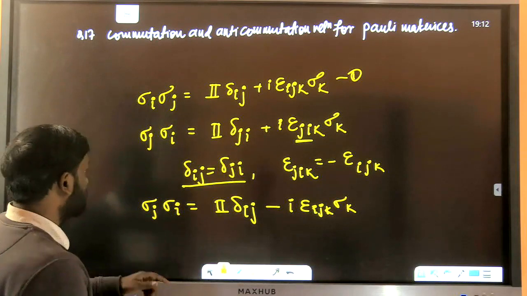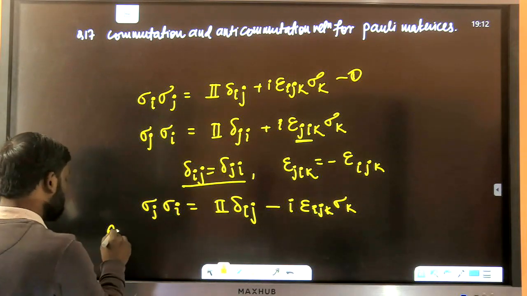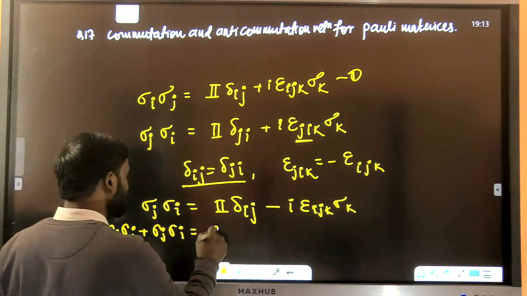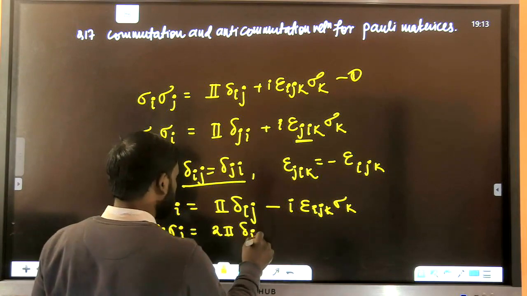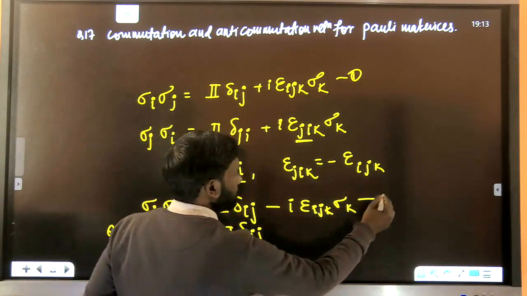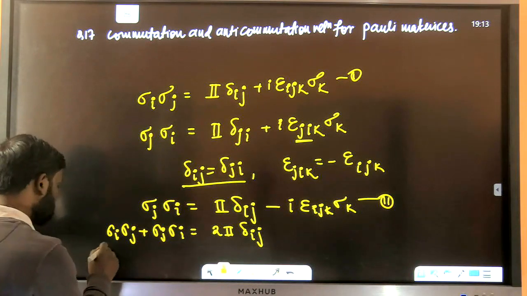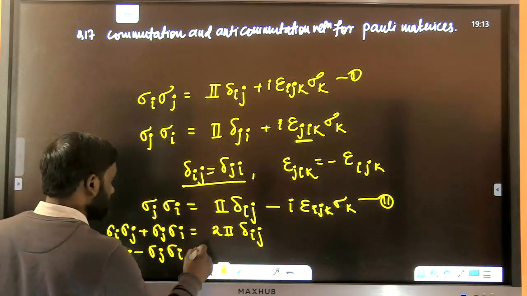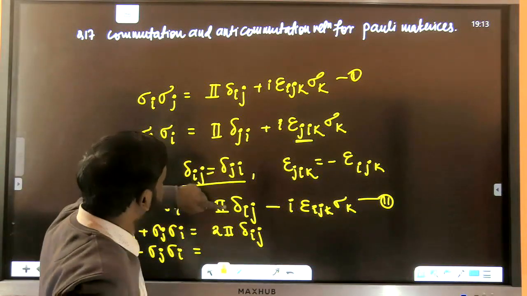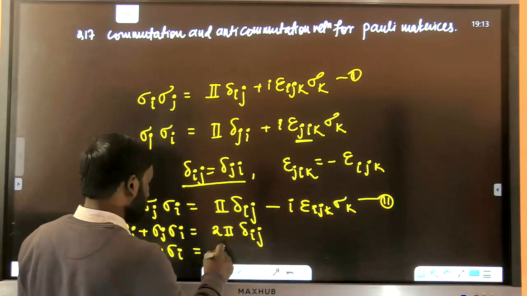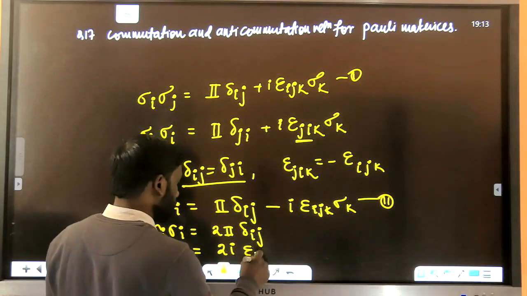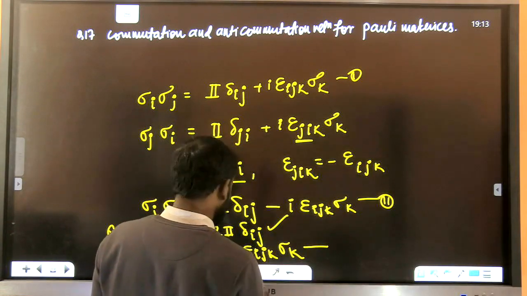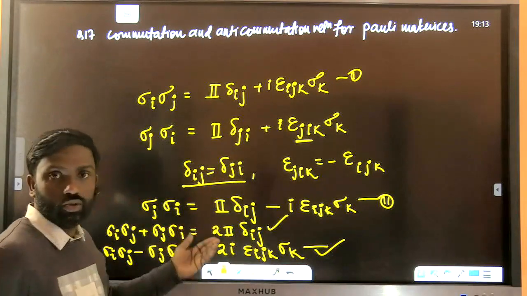Now see, if you add these two, sigma_i sigma_j plus sigma_j sigma_i, you get here two times the identity matrix and delta_ij, because these two terms will cancel out. This is the second equation. And now if you subtract these two, sigma_i sigma_j minus sigma_j sigma_i, this term and this term will cancel out and this will add up. So you get here 2 iota epsilon_ijk and sigma_k. So this is one relation and this is another relation. These two relations were actually asked.